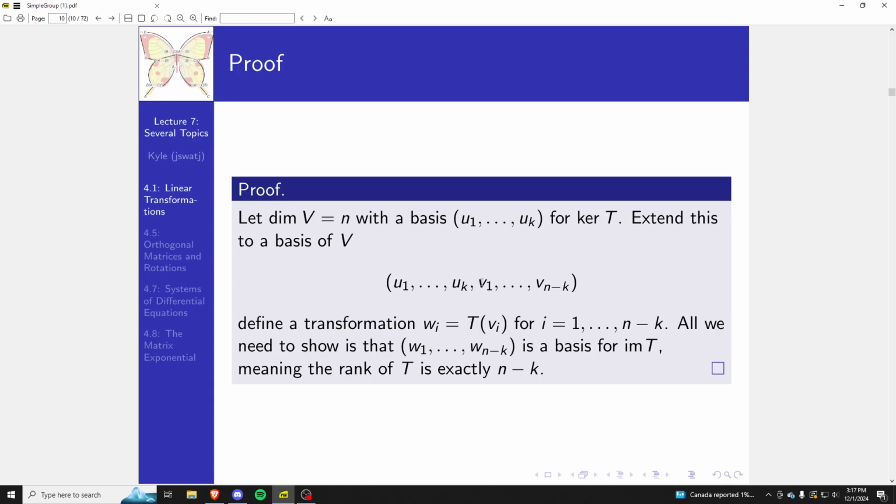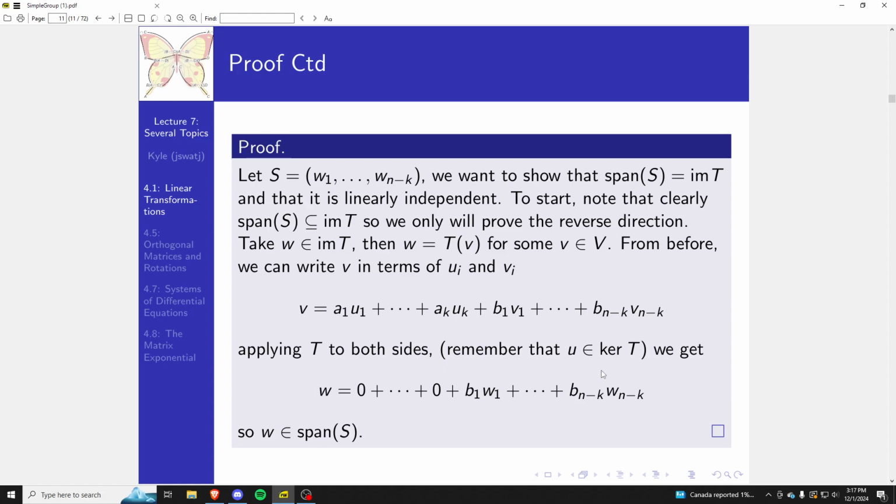So if we can show that these vectors, the wi, is a basis for the image, then we're done. And so that's what we end up doing here. We let S be these vectors, ordered, w1 to wn minus k. And our goal is to show that the spanning set of these vectors is in fact the image of T, and that it's linearly independent. We want to show that it generates it and it's linearly independent, because those are the two properties of a basis.